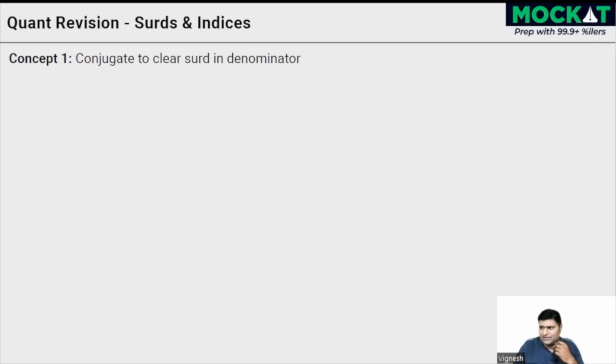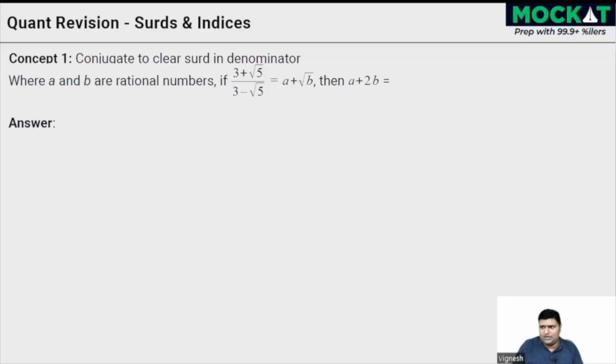How do we get rid of the surd in the denominator? We multiply with the conjugate, right? So just take an example over here. Where a and b are rational numbers, if (3 plus root 5) by (3 minus root 5) equals a plus root b, then a plus 2b is what?